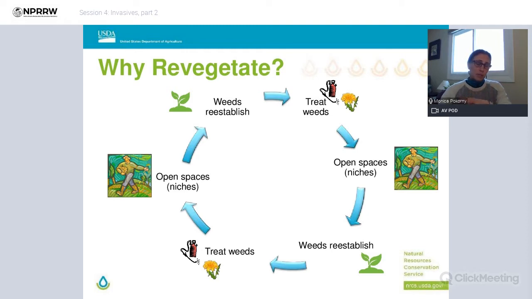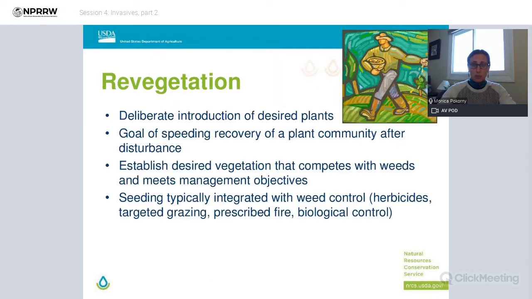So with weed management, we often end up in a cycle of treating a weed and then having weeds reestablish and having to retreat them. So we might be spraying, and we're opening space, which are niches, which if we don't have desired plants present, we end up reestablishing weeds on the site and then retreating them and kind of going in a cycle. So revegetation can be really important in a weed management project to fill that space with a desired species.